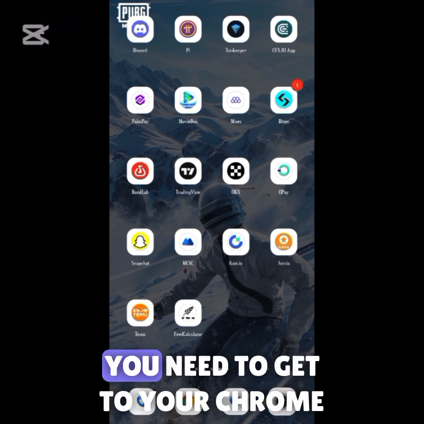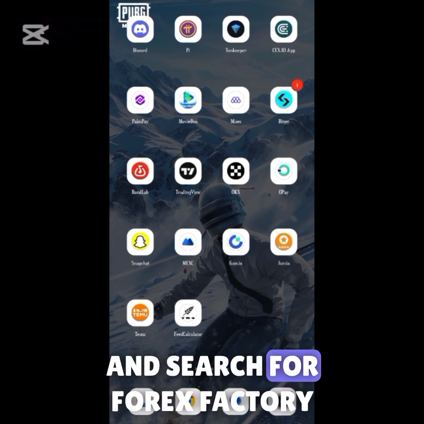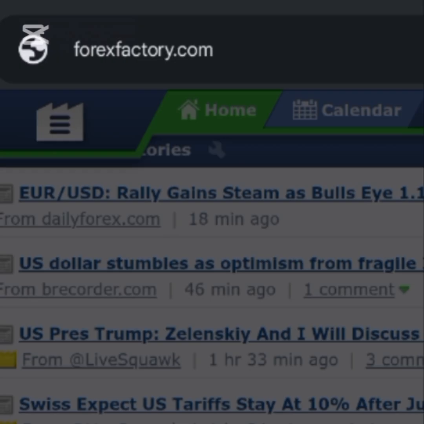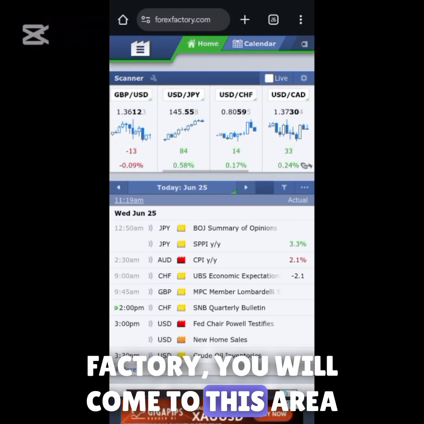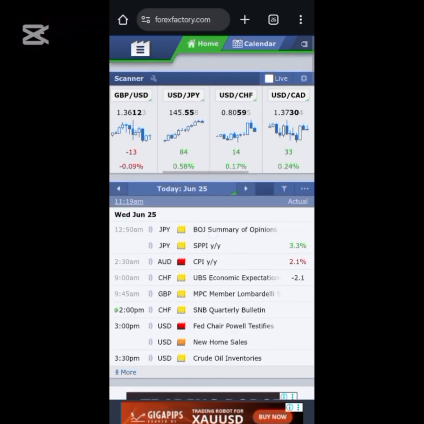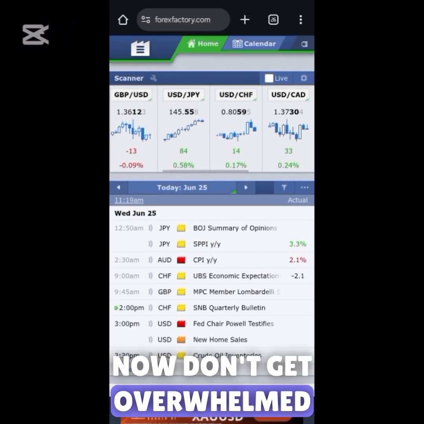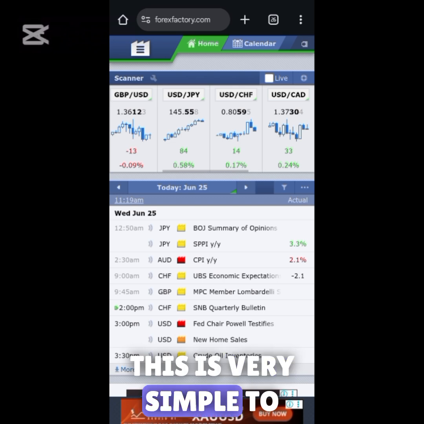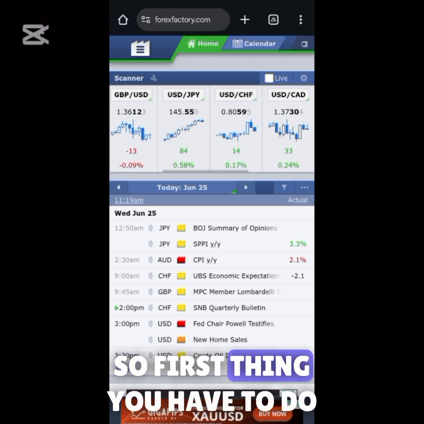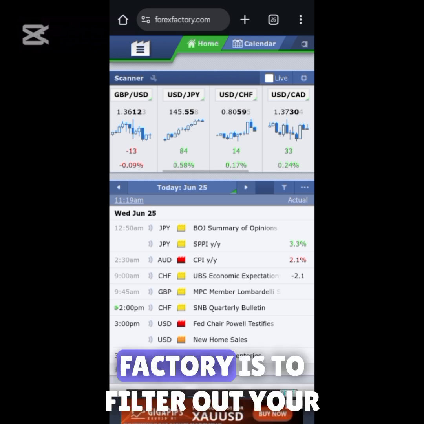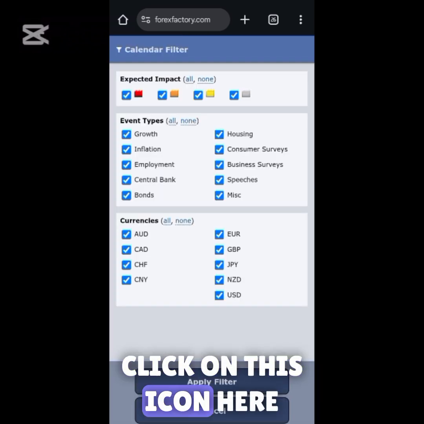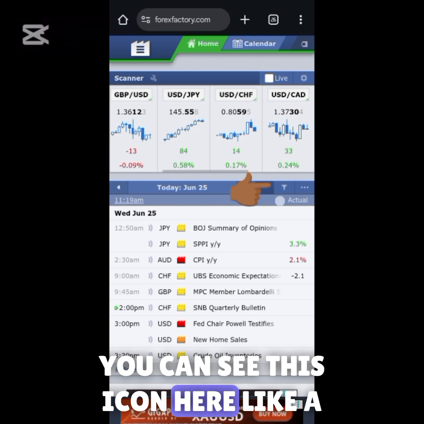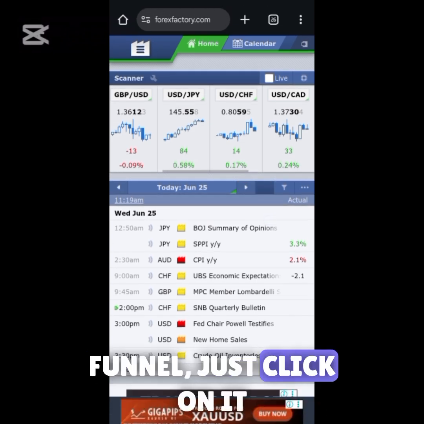First things first, you need to get to your Chrome and search for Forex Factory. Once you search for Forex Factory, you will come to this area here. Now, don't get overwhelmed. This is very simple to understand. The first thing you have to do once you get to Forex Factory is to filter your search. That's the pairs. Click on this icon here. You can see this icon here, like a funnel. Just click on it.